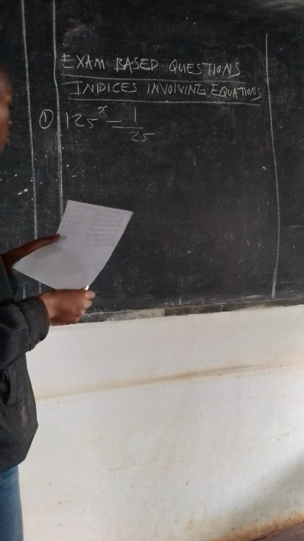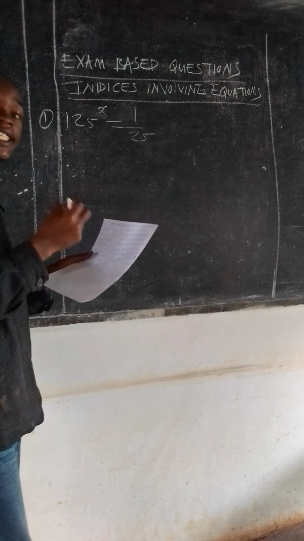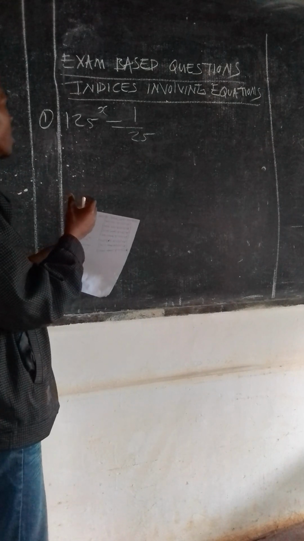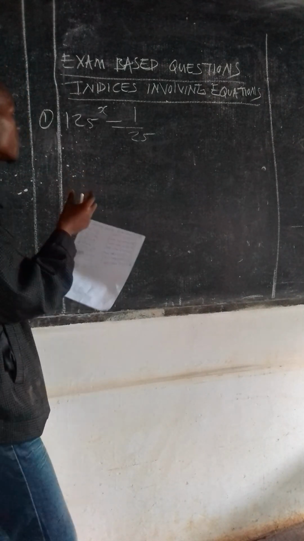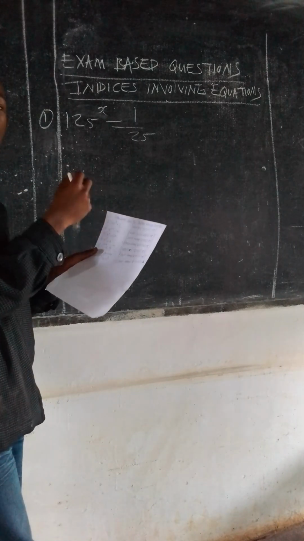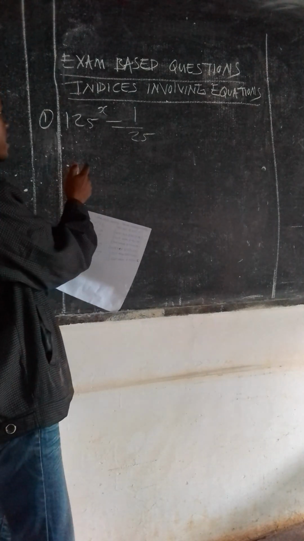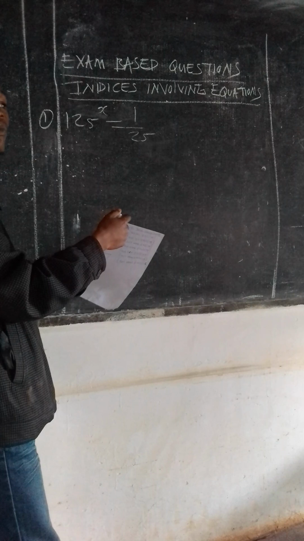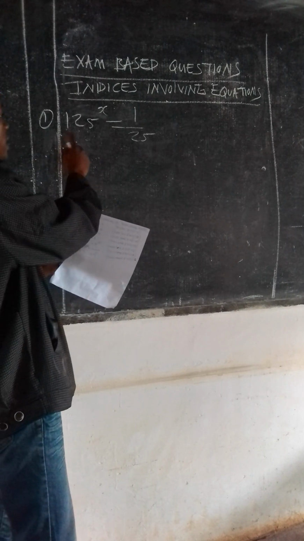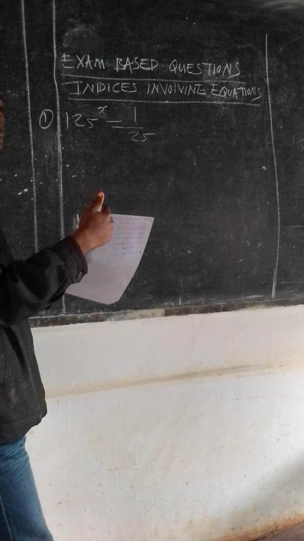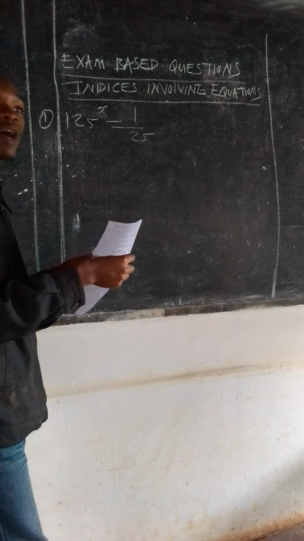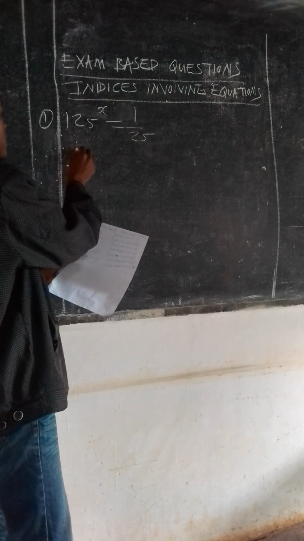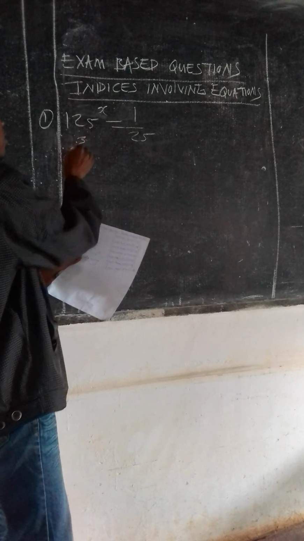So now how do we solve this question? When dealing with indices involving equations, the first thing to do is to make the bases the same. You can observe that the bases are not the same. So what we are going to do, this 125, we are going to write it in exponent form or power form. For example, you can say 5 to the power 3.